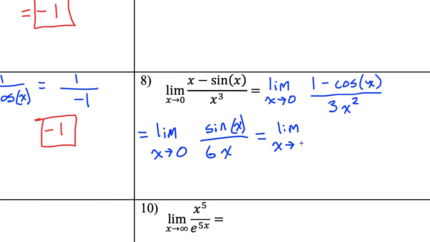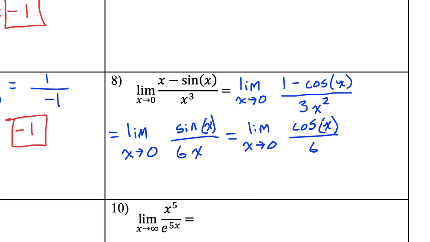Limit as x approaches 0. Derivative of sine is cosine. Derivative of 6x is 6. And when I plug in 0, cosine of 0 is 1. So this is going to be equal to 1/6.